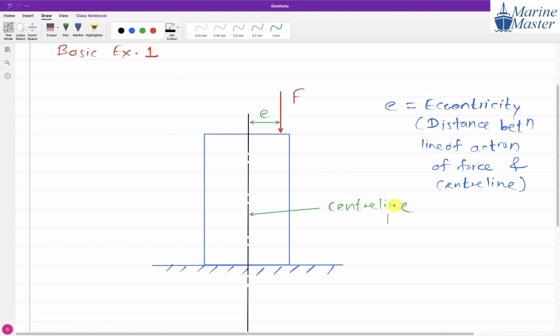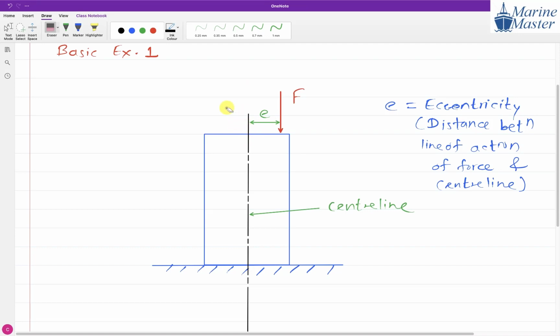So this is our center line. Now everyone got it, center line. Now here, this F is what, guys? Tell me. Eccentric load. It is not along the center line. If it is along the center line, then it is direct stress.